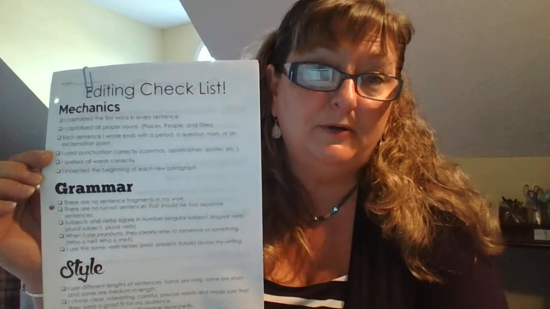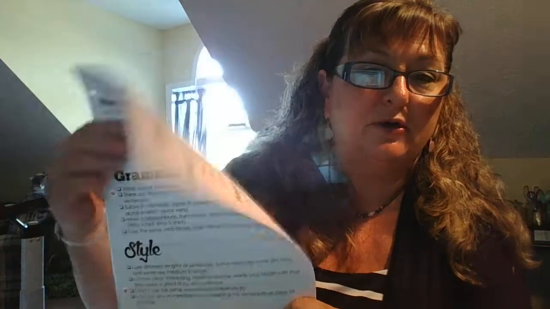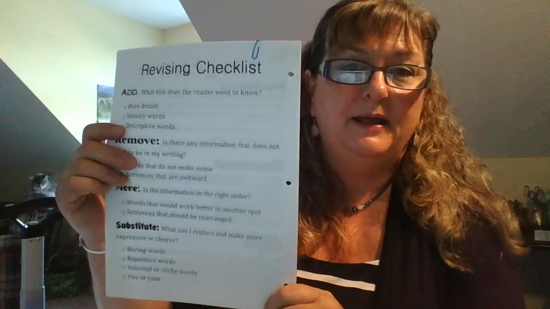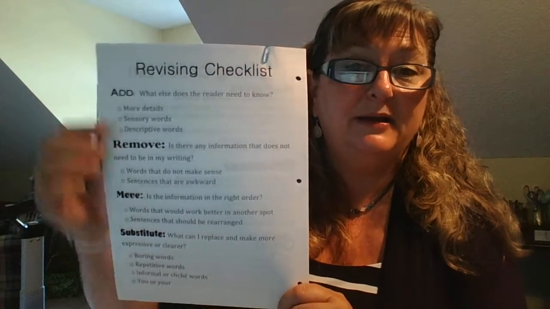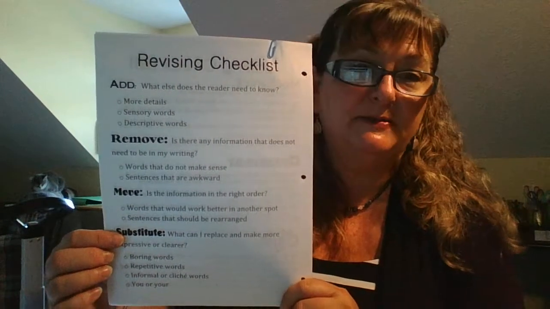And then the last thing I have for you is a checklist to help you with editing and revising. So you've got your checklist on mechanics, grammar, and style. And then on your revisions, things you should add, things you should remove, things you might should move, and things that you should substitute. So these are just great pages to help you look over your paper, because if the way you think you edit and revise is you just look at it and see how it looks and then go, that looks good, that's not editing and revising. You want to be sure what you turn into me is as close to perfect as you can get.